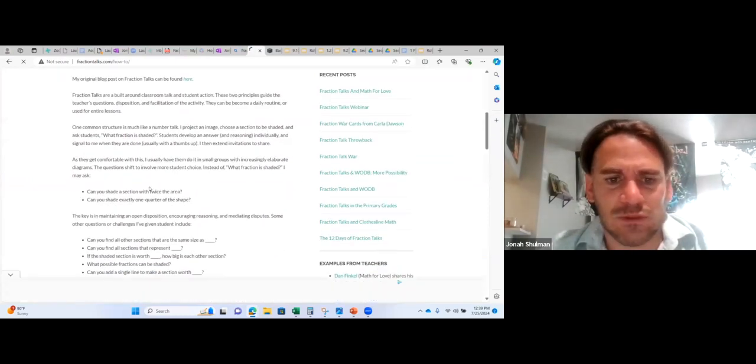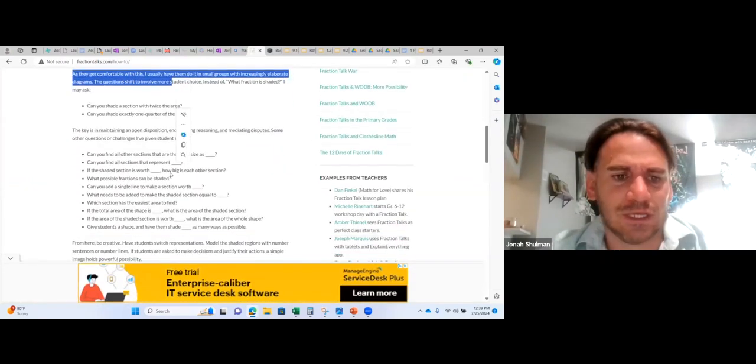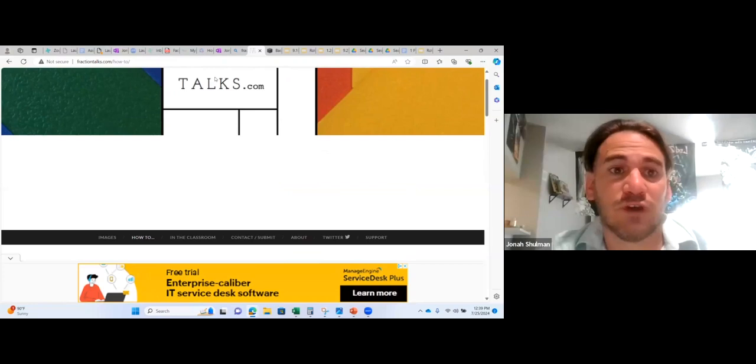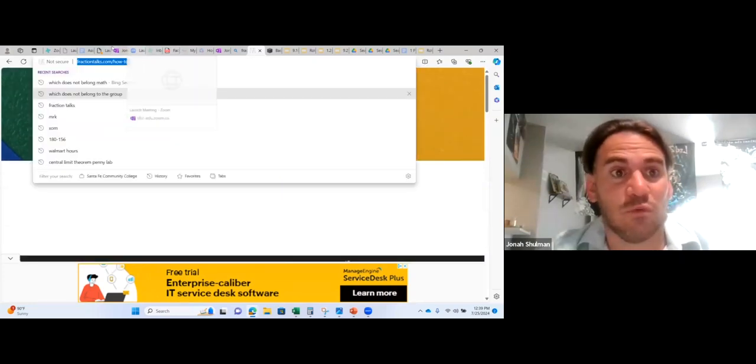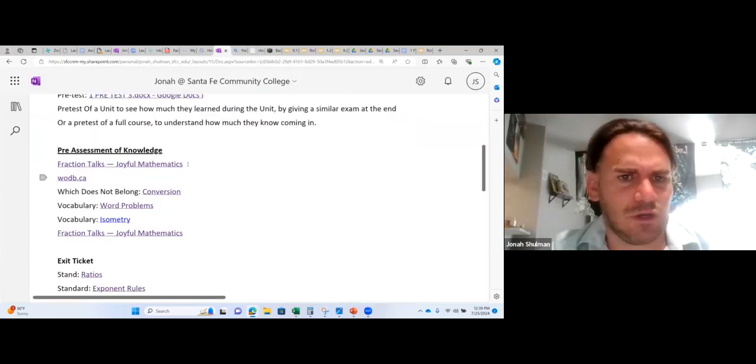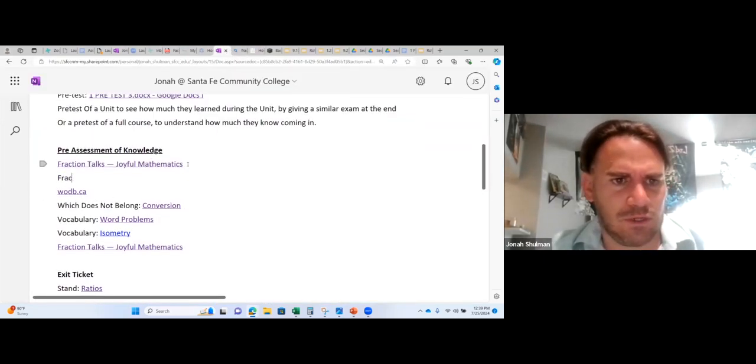So can you give me twice the area, all the same size? You can do this before a lesson on fractions, and really push your students to understand more by just assessing in this moment. So fraction talks, fraction talk questions.